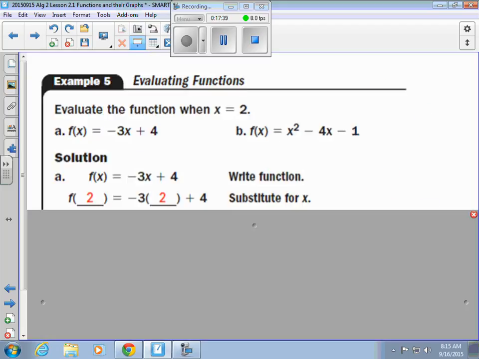Example number 5 is evaluating a function. It says to evaluate when x is equal to 2. Remember, don't read this as fx, that thingy. Don't say nothing stupid like that, it'll make you sound silly. Read it as f of x.